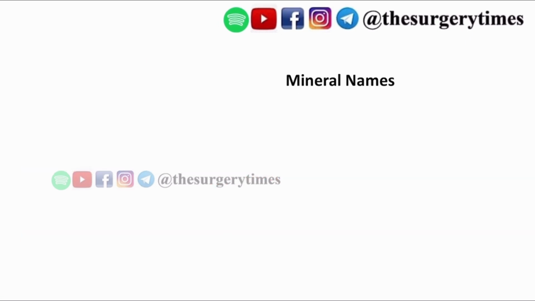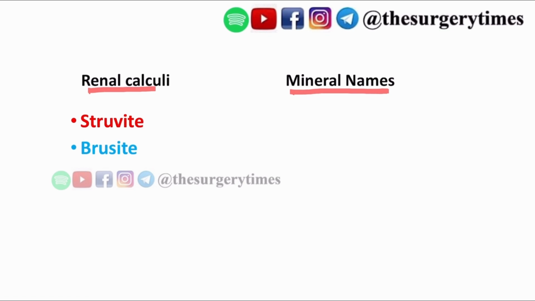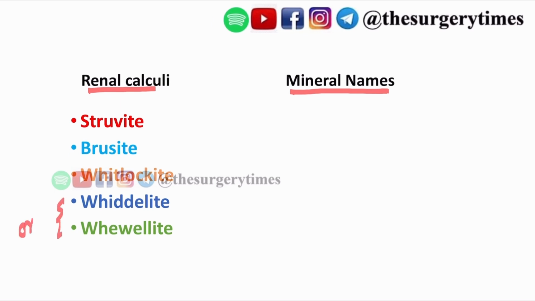Now, mineral names and renal calculi. We will discuss a few renal calculi along with their mineral names. I will mention the formulas here, but you should know the names, not necessarily the formulas. So we will discuss struvite, brucite, whitlockite, widellite, and wewellite. The last two are oxalate stones.